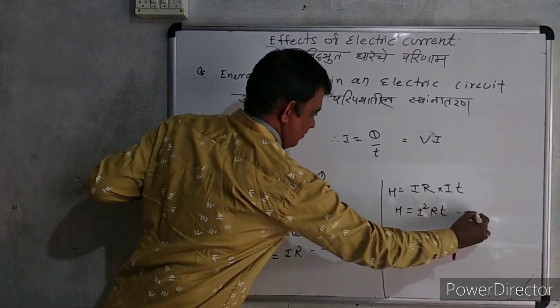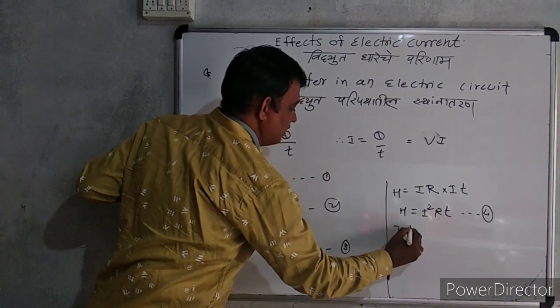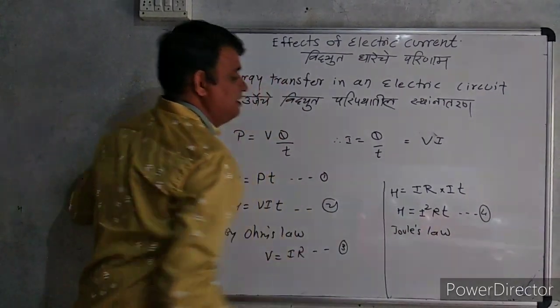H is equal to I square RT. That is Joule's law.